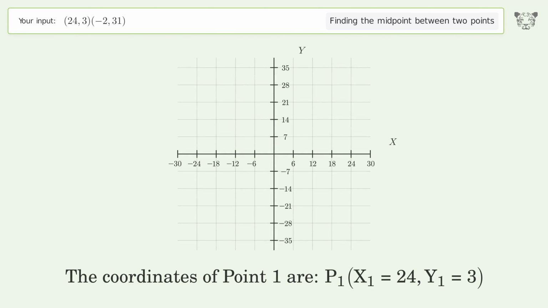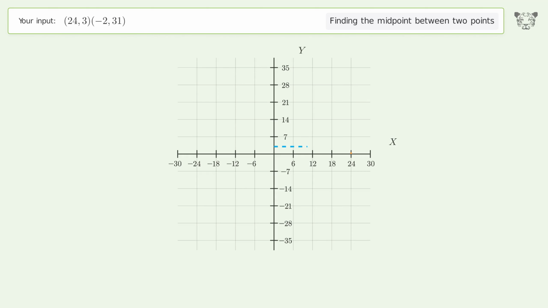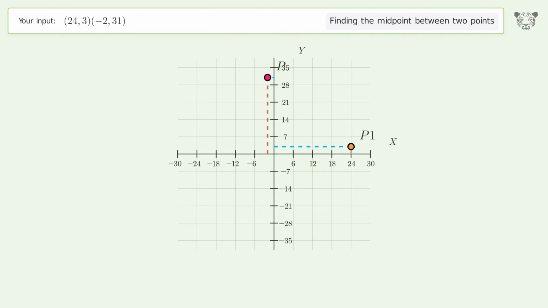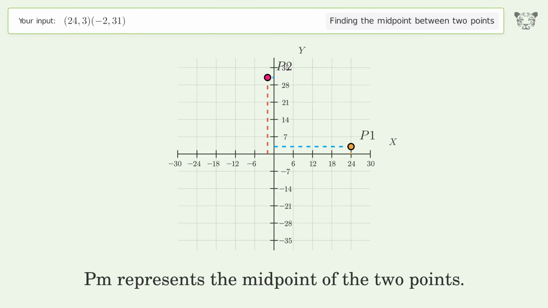The coordinates of point 1 are x1 equals 24, y1 equals 3. The coordinates of point 2 are x2 equals -2, y2 equals 31. PM represents the midpoint of the 2 points.